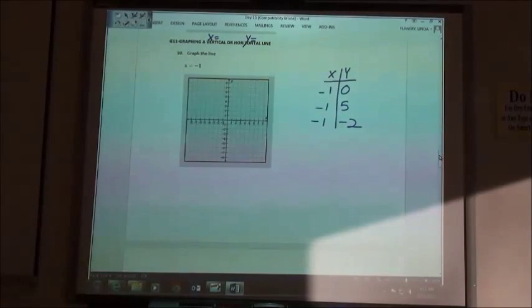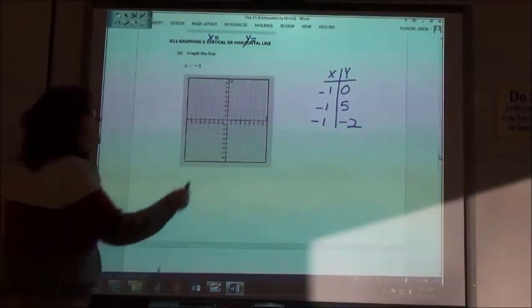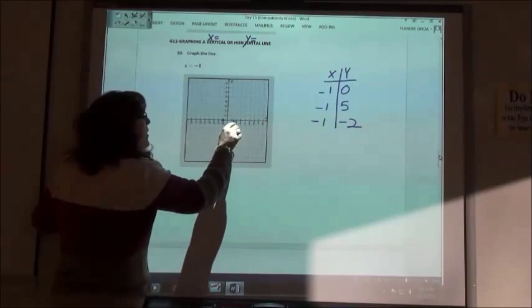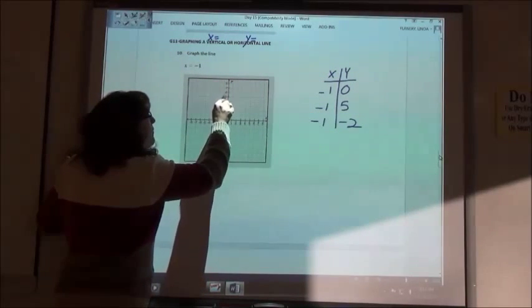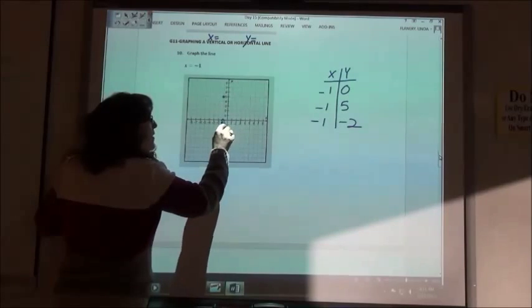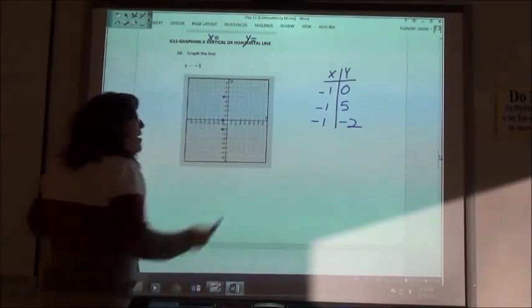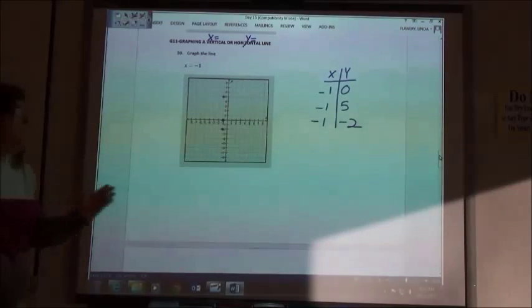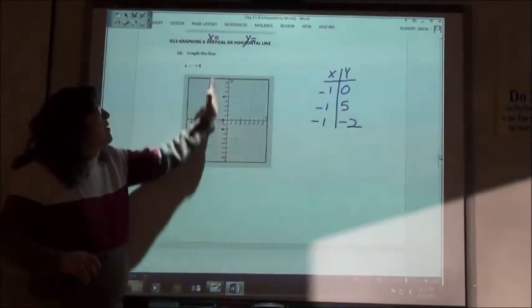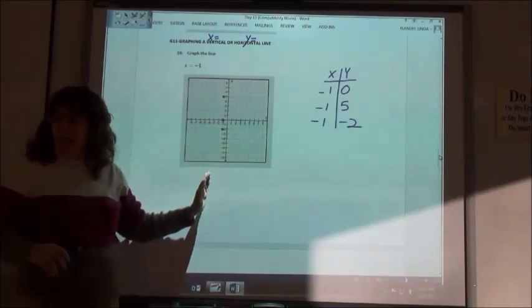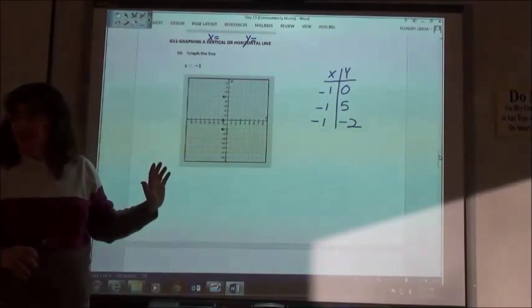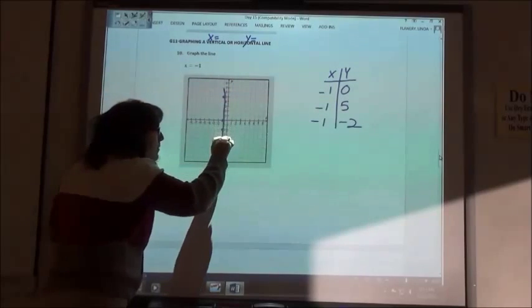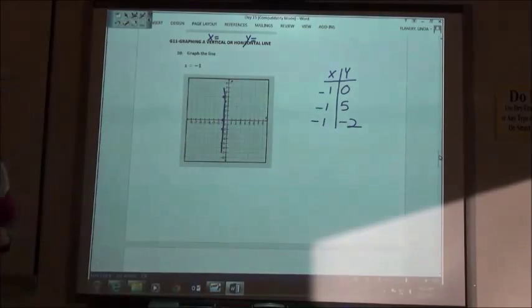But what ends up happening when you plot those points, -1, 0 would be right there. -1, 5 would be right there. -1, -2 would be right there. Any point that you plot that has an x value of -1 ends up being on a vertical line touching the x-axis at -1. So my line just goes straight up and down through the -1, if I could draw straight.